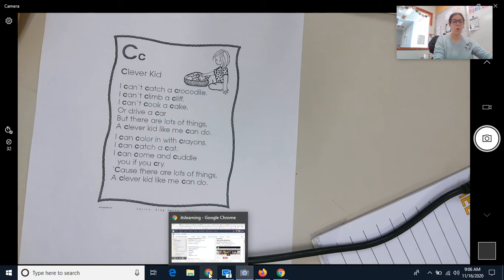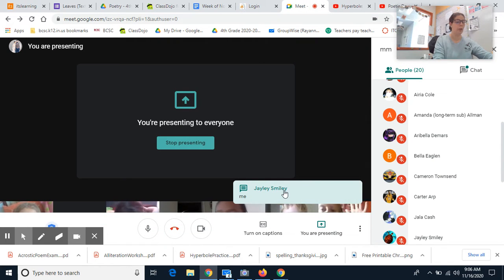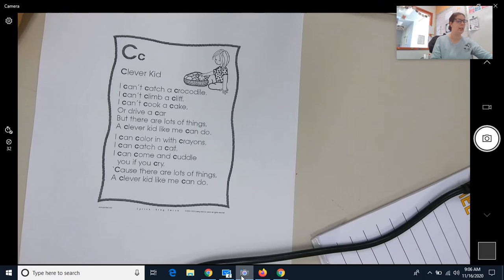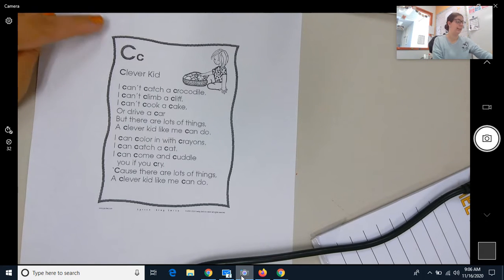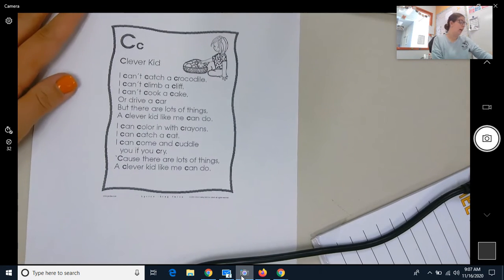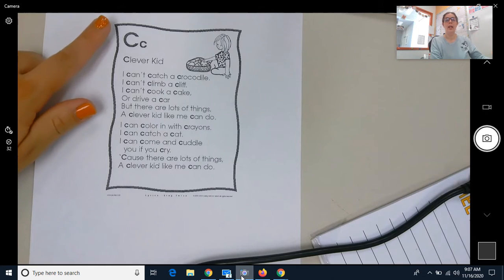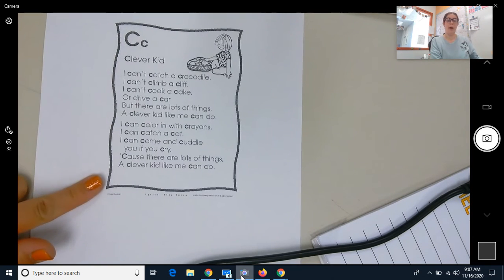So what sound did we hear over and over again? Raise your hand. Well, Jaylee Smiley already commented. So Jaylee Smiley, what sound did we see over and over again in this poem? The K or the C sound, right? Now C makes two sounds. We got the K and the S sound, but we were hearing the K sound, so we could have used K or the C to show us that.